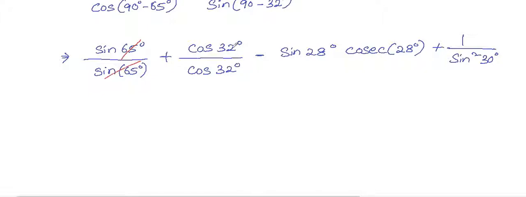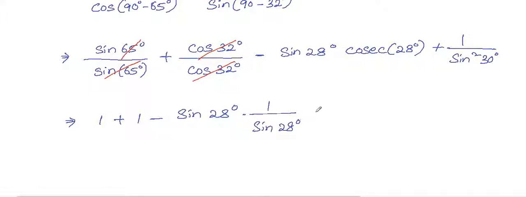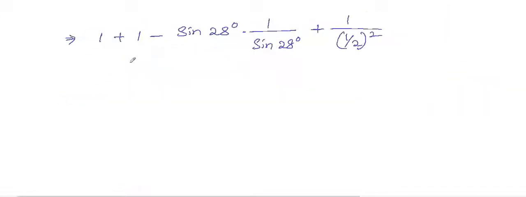Now the sine 65 divided by sine 65 cancels out. Cos 32 divided by cos 32 cancels out. So we'll get 1 plus 1 minus sine 28, and cosecant theta can be written as 1 by sine theta. So cosecant 28 can be written as 1 by sine 28. And the sine 30 value is 1 by 2. So sine square 30 is 1 by 2 whole square, like this.